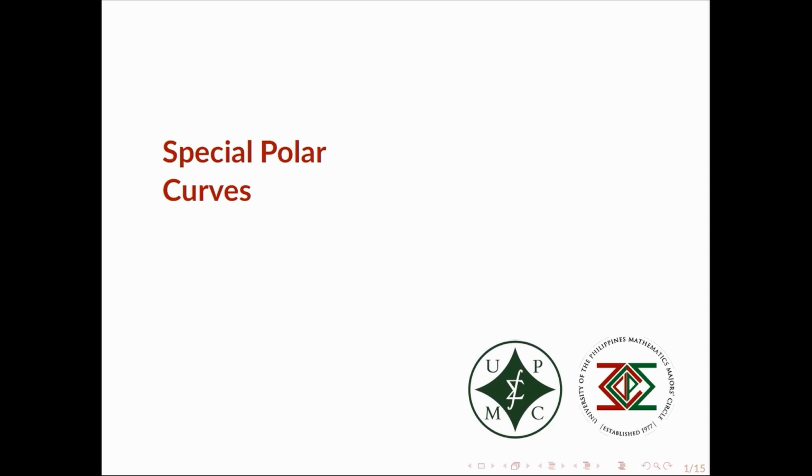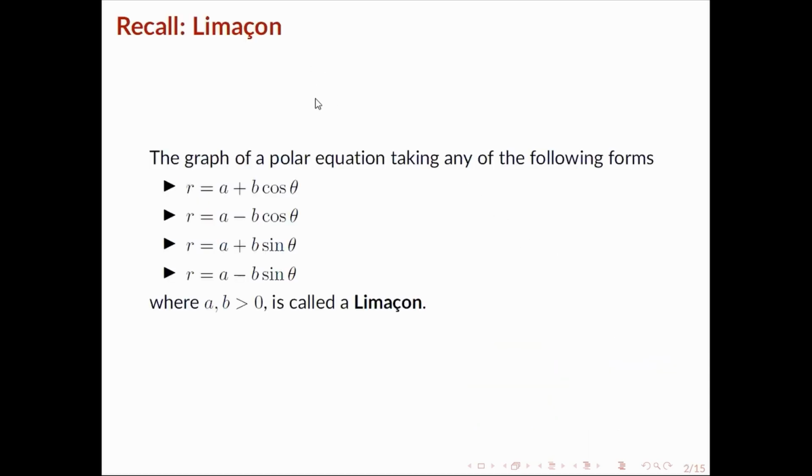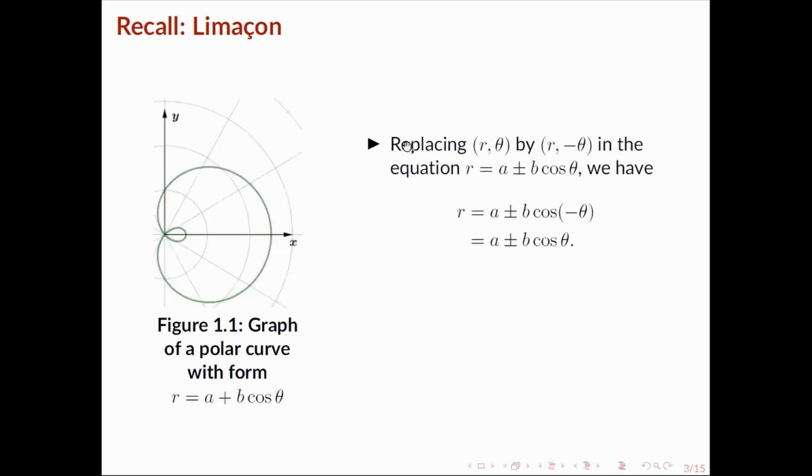I am Jhon Rozano, and today we'll be discussing the special polar curves. So first, let us recall the limaçon. The limaçon has the form r equals a plus or minus b cosine theta, or r equals a plus or minus b sine theta, where a and b are greater than 0.